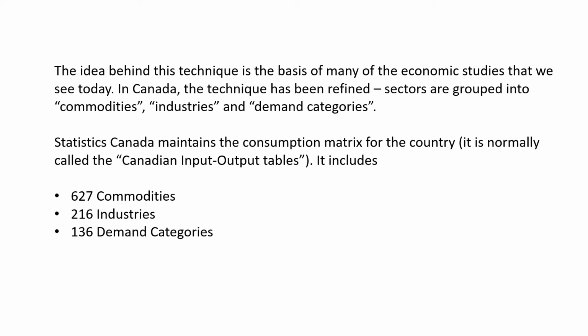These are numbers from a couple of years ago. They have defined the Canadian economy in terms of 627 commodities, 216 industries, and 136 demand categories, and they've figured out approximately the internal consumption and the interplay between all of these different sectors. So it's quite complex, quite large, I should say. The ideas are exactly the ideas that we just saw in the previous example.